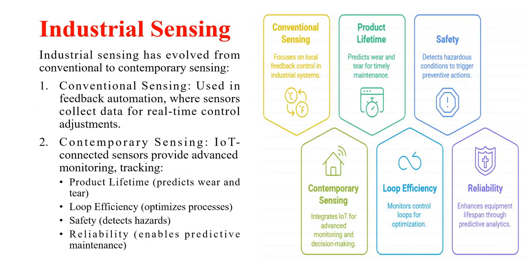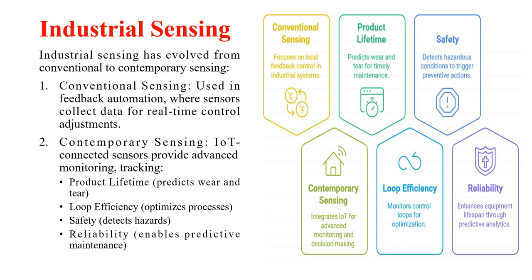Then you have industrial sensing. Here we'll see the conventional sensing versus the contemporary sensing. Industrial sensing plays a very important role in monitoring and controlling the industrial processes, and it has evolved from conventional sensing, which focuses on local feedback control, to contemporary sensing, which integrates the Internet of Things for advanced monitoring and decision making.